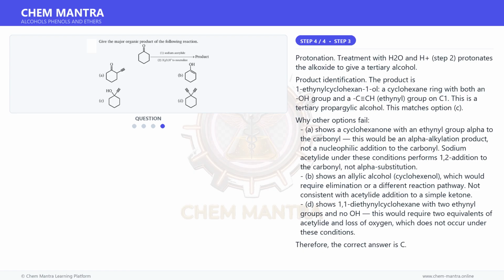B. Shows an allylic alcohol, cyclohexenol, which would require elimination or a different reaction pathway. Not consistent with acetylide addition to a simple ketone.